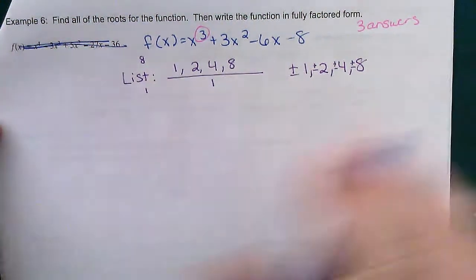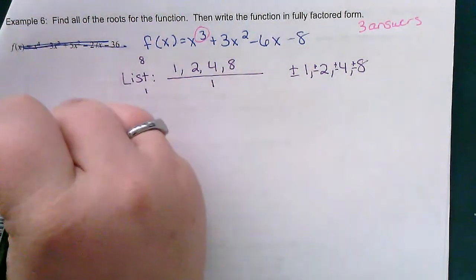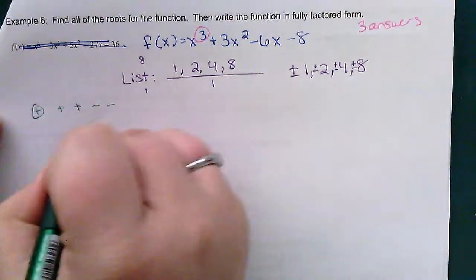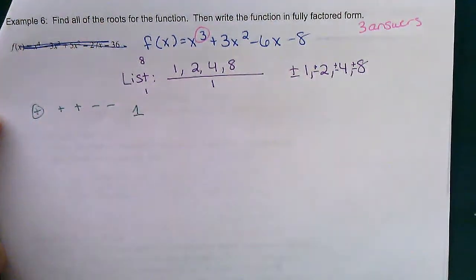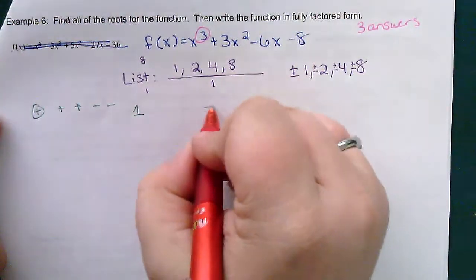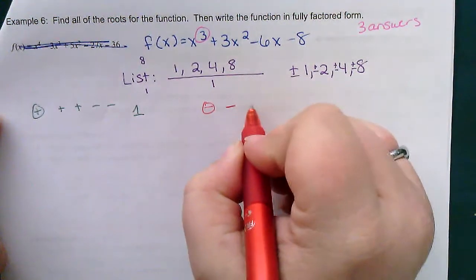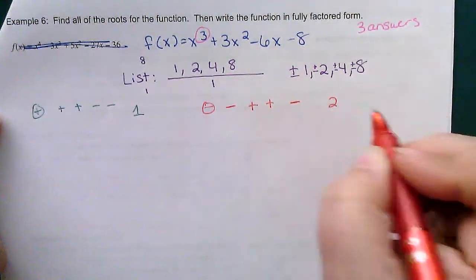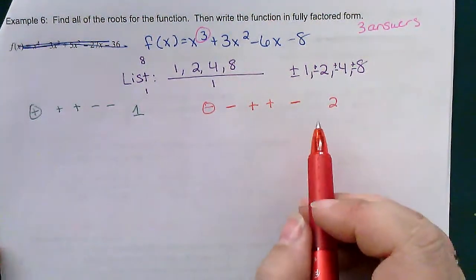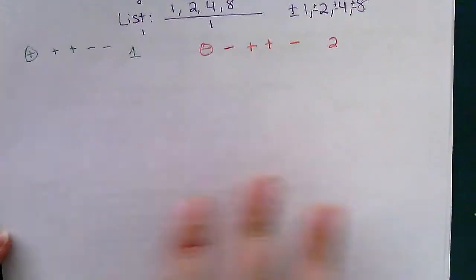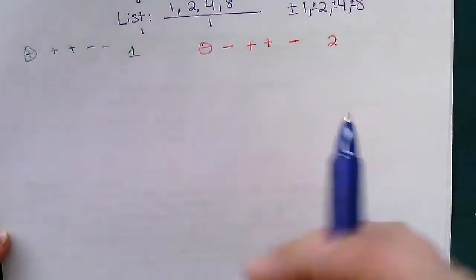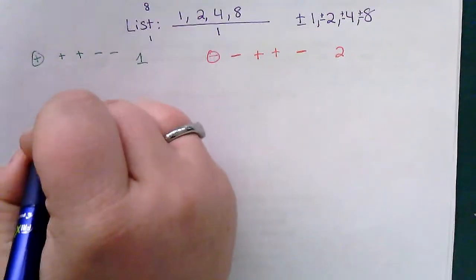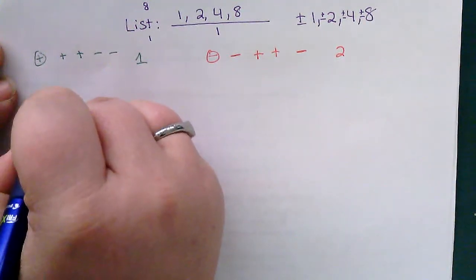And possible positive roots. Looks like I have plus, plus, minus, minus, so 1. And possible negative roots. That would change the sign, that would keep the sign, that would change the sign, and that would keep the sign, 2. So it looks like this time I want to start with negative numbers. Do you have to start with negative numbers? No, you don't. But since 2 is bigger than 1, I'm going to start with negative numbers. So let's go with negative 2.